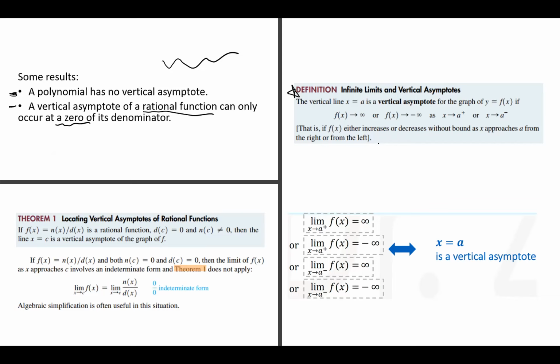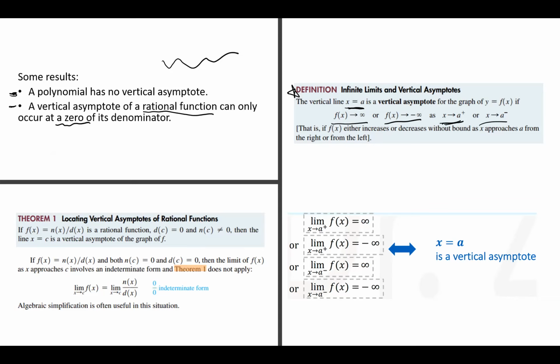Let's look at a few definitions. The first definition is about the infinite limits and vertical asymptote. We say that this vertical line, x equals a, is a vertical asymptote for this graph if one of these happens: f goes to positive infinity as x approaches a from the right, or goes to negative infinity, or it happens as x approaches a from the left. So it could be any case.